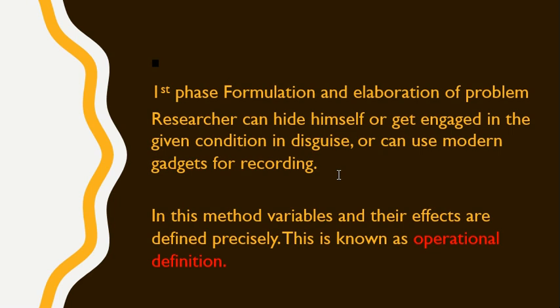As you see in the programs on Animal Planet and National Geographic, this method is used, natural observation. The participants do not know that they are being observed and that modern gadgets are being used, and their natural behavior is recorded. In this method, variables and their effects are defined precisely as well. This is known as operational definition.